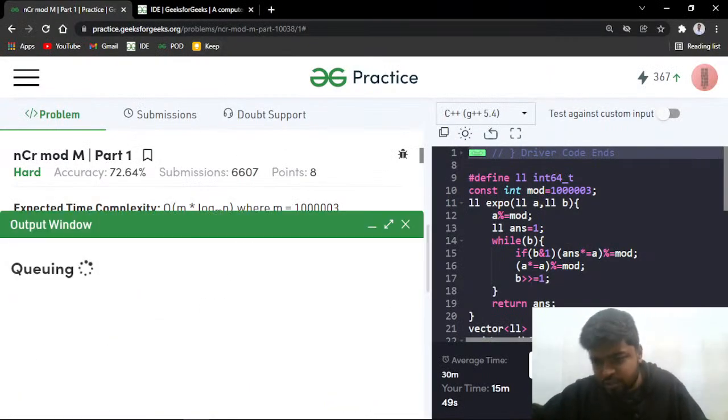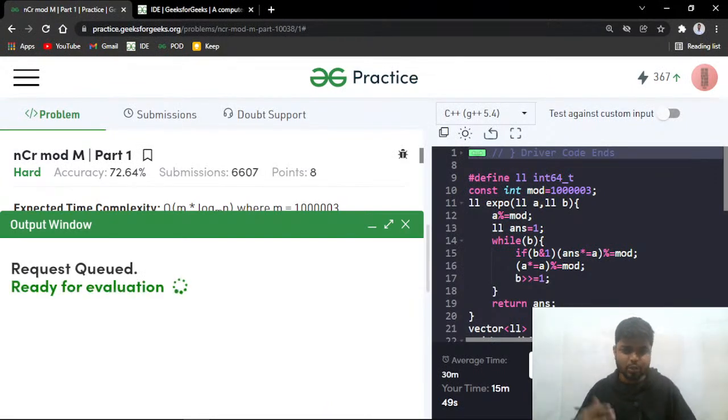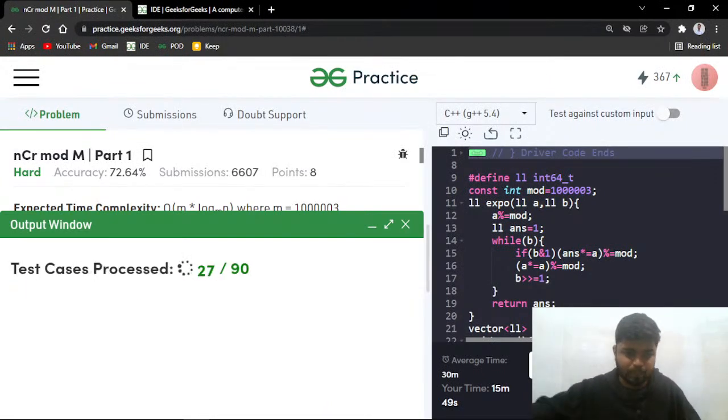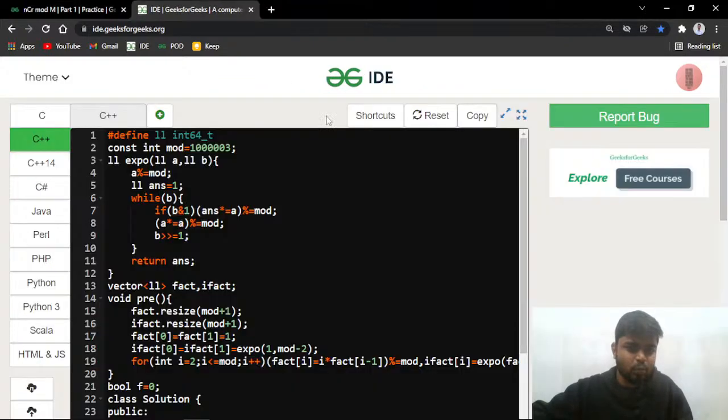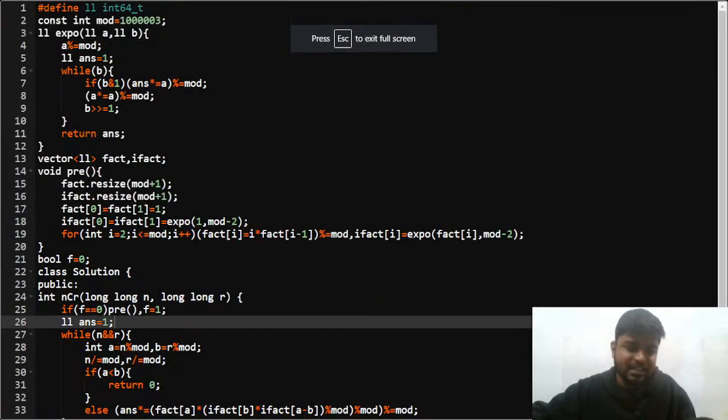First of all, let me show you that my code and approach is working. So it's passing for all the 90 test cases I can see. Okay, now let's see what happens next.